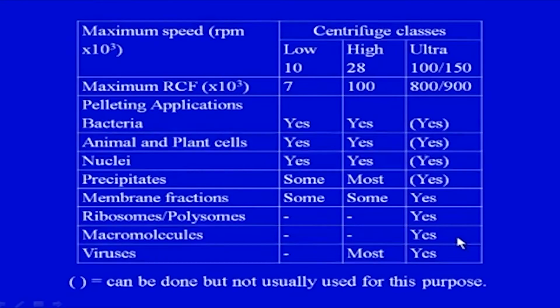You require very high speed, in terms of RPM, or in terms of relative centrifugal field. So, this just summarizes the kind of applications which can be done on low, high or ultra centrifuges. All right. So, before we go on to each type of centrifuge, the working of a centrifuge essentially requires a material to be spun in the centrifuge.